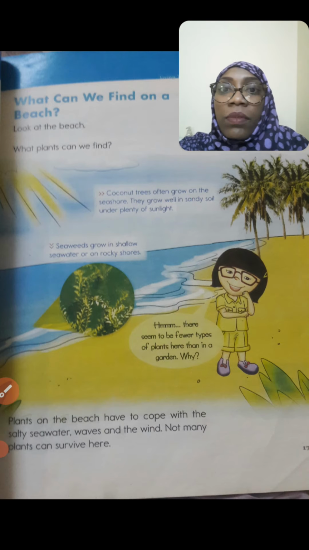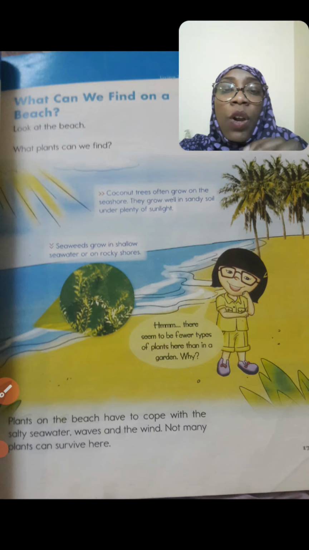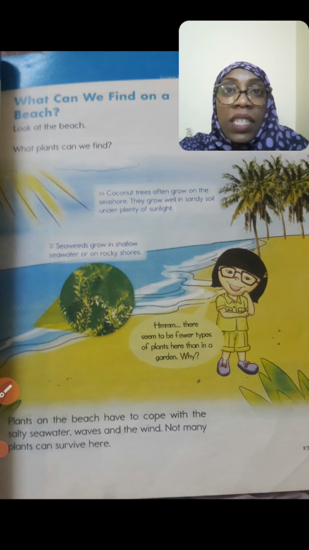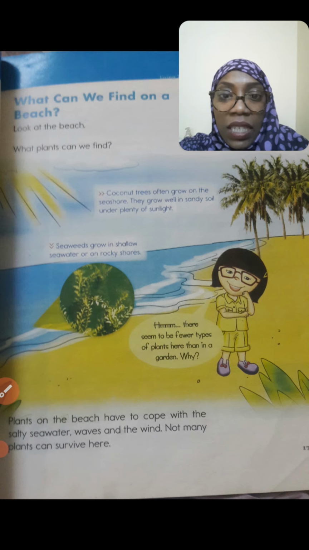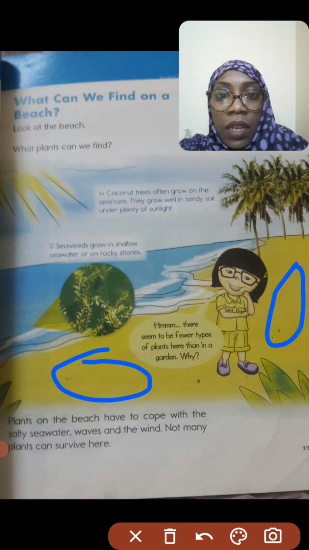Let us continue. They grow well in sandy soil under plenty of sunlight. They grow well in sandy. Sandy comes from the word sand. So they said that they grow on the soil that has what? That has sand. So look at the sand. It is a yellow ground. Yes, it is pointed to you. This yellow ground. So this is what? The sand.